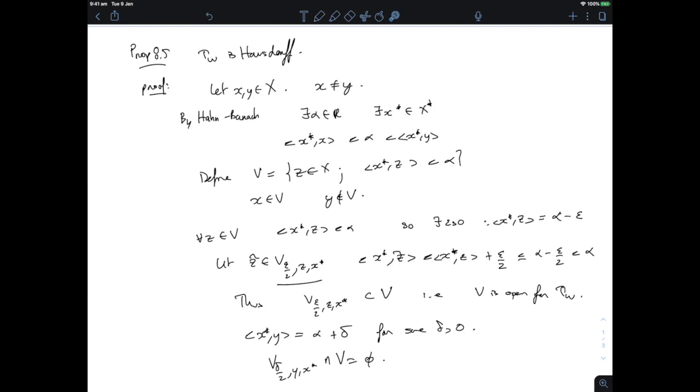So what have I got? I've got an open set that contains x, an open set that contains y, and these two open sets do not intersect. And that finishes the proof that the weak topology is Hausdorff.